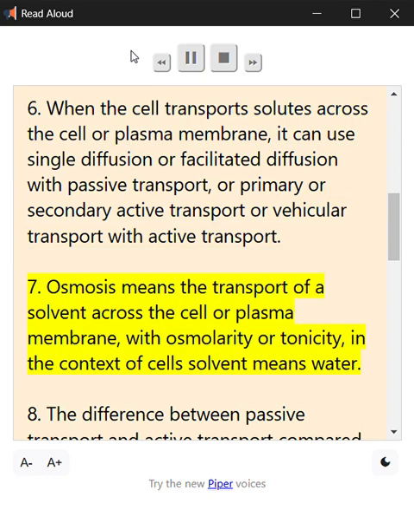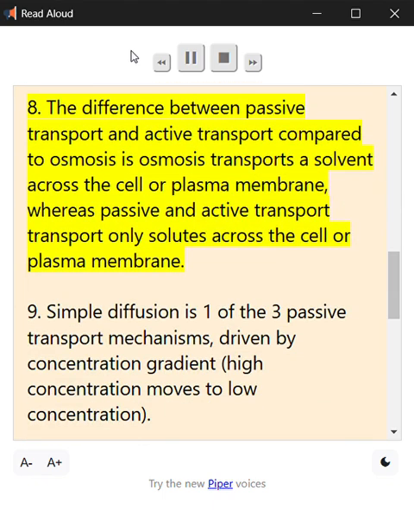7. Osmosis means the transport of a solvent across the cell or plasma membrane, with osmolarity or tonicity. In the context of cells, solvent means water. 8. The difference between passive transport and active transport compared to osmosis is that osmosis transports a solvent across the cell or plasma membrane, whereas passive and active transport move only solutes across the cell or plasma membrane.